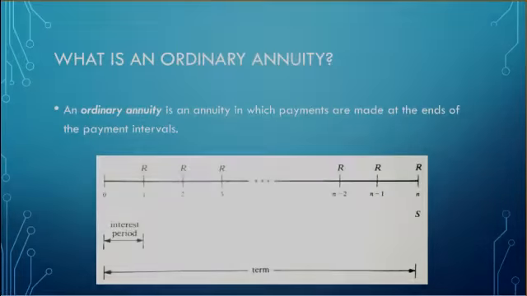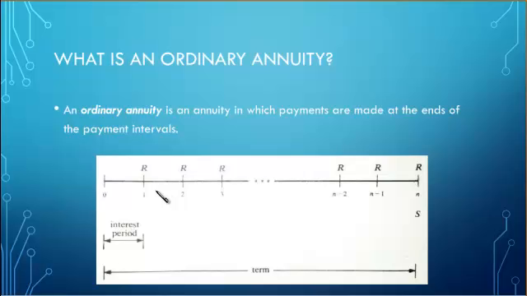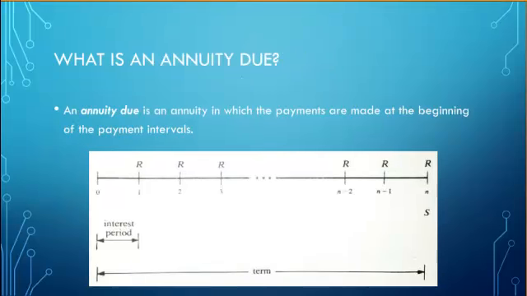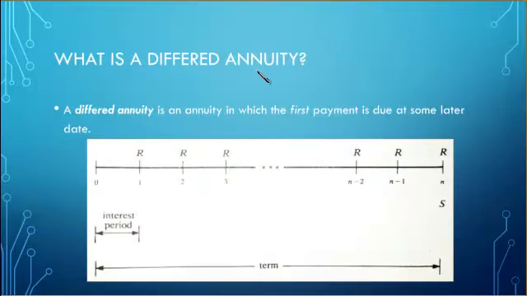Note that for a given interval we can pay either at the beginning or at the end. So an ordinary annuity, which is the kind of annuity we'll be looking at, is an annuity in which the payment is made at the end of the payment interval. If it's made at the beginning, it's said to be an annuity due. Now, this diagram doesn't quite correspond with an annuity due, because for an annuity due, the payment will be made at the beginning of the payment interval. A deferred annuity is simply one in which the first payment is made at some later date.